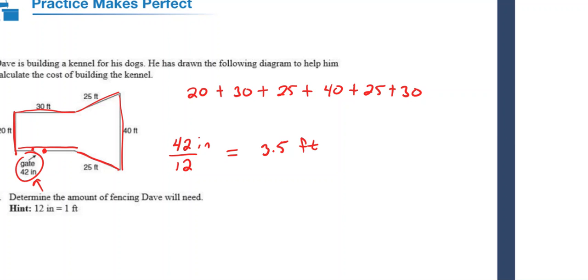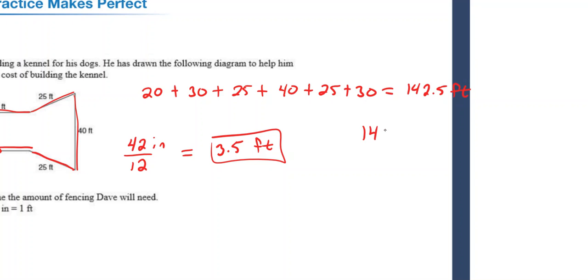So what I'm going to do, let's add all these up, and then we'll subtract the gate out because it's 3.5 feet. Okay, so what do we get if we add all those up? Did anyone do that yet? 142.5. And that was feet. And then we just have to subtract out the gate. So what would that be? 142.5 minus 3.5. 139.